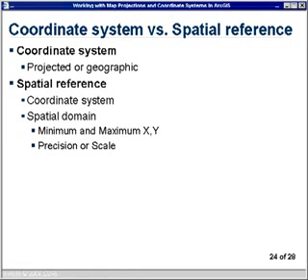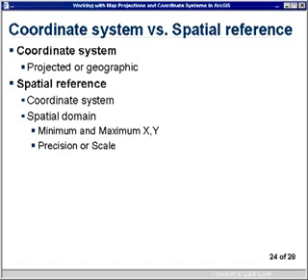There's a difference when we use the term coordinate system versus spatial reference. The coordinate system is always going to be projected or geographic, and that basically defines how the coordinate values of your data are defined and how they're linked to the Earth. A spatial reference includes a coordinate system, plus it adds what's called the spatial domain or the XY domain. We also use domains with measures and Z values as well, but mainly we're concerned here with the XY domain.